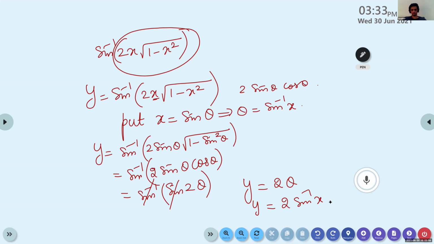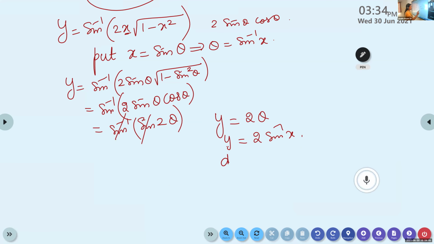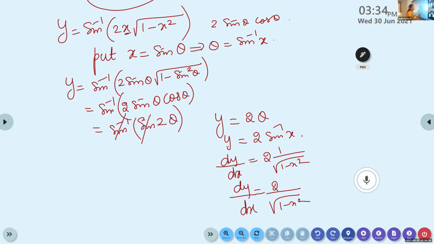Now differentiate. Now we are going to differentiate this. So when you differentiate this, y is a function in x. So dy by dx is equal to 2 into, what is the derivative of sine inverse of x, Nandana? 1 by root of 1 minus x square. So the answer is 2 by root of 1 minus x square. This is the answer. The derivative is 2 by root of 1 minus x square.